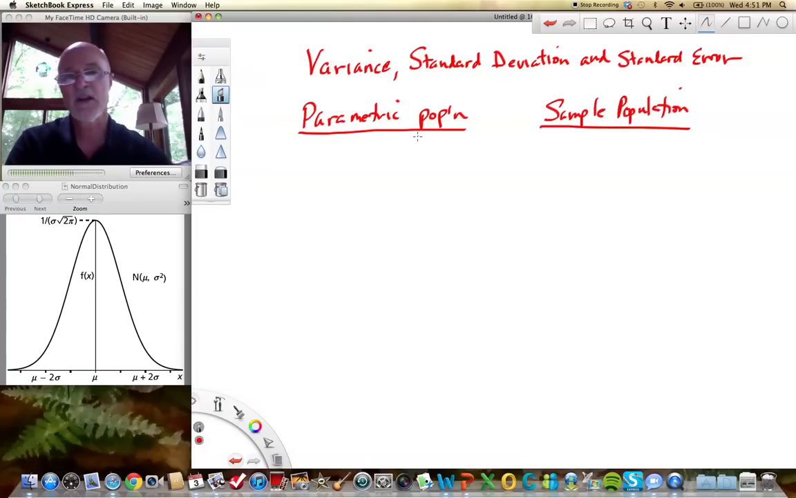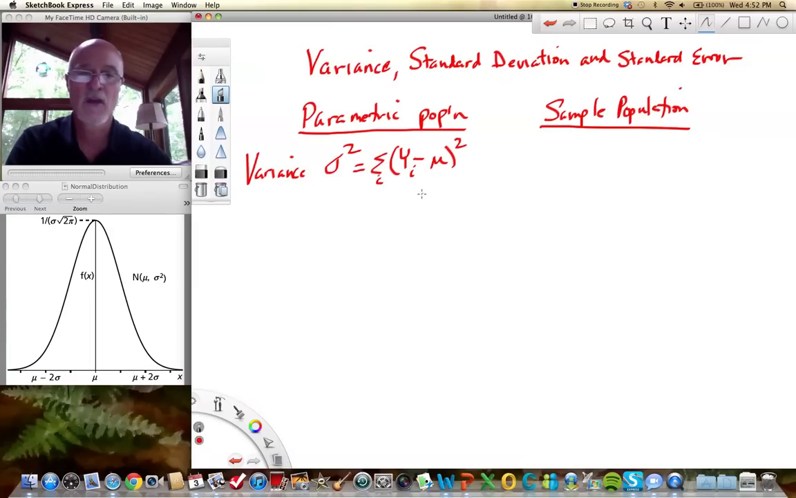So let's start with the variance. And typically variance in the parametric population is going to be given by sigma squared. Okay, and when we look at sigma squared, it's simply the sum of squared deviations from the parametric mean over all observations, right? And we divide by n, the number of individuals in the parametric population.